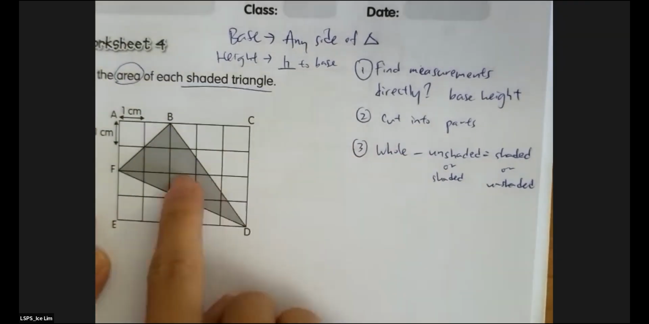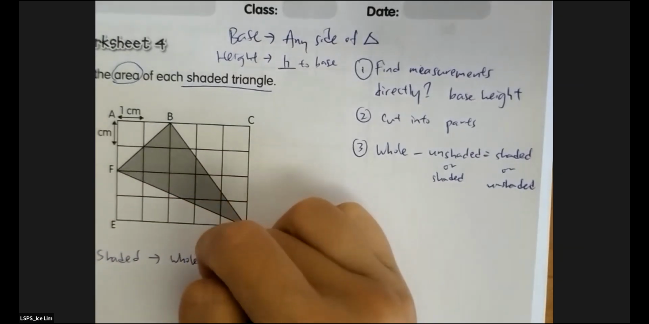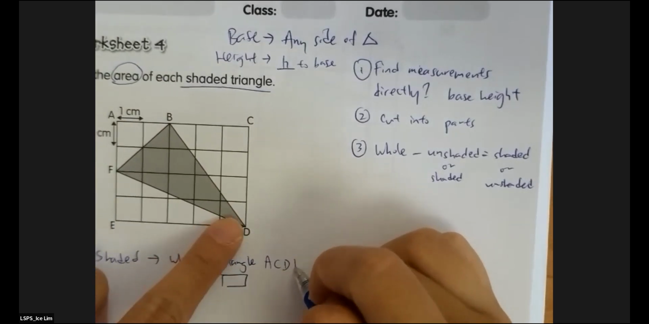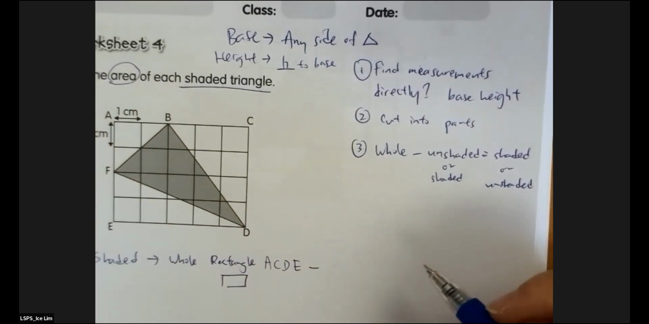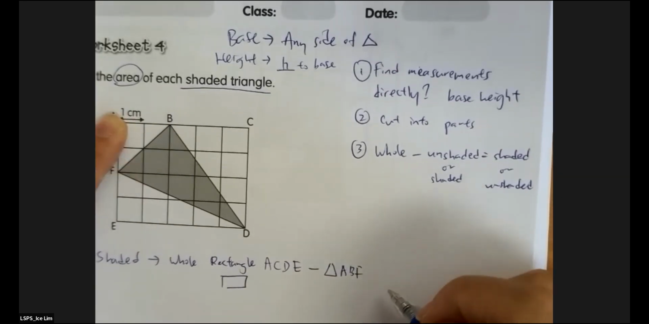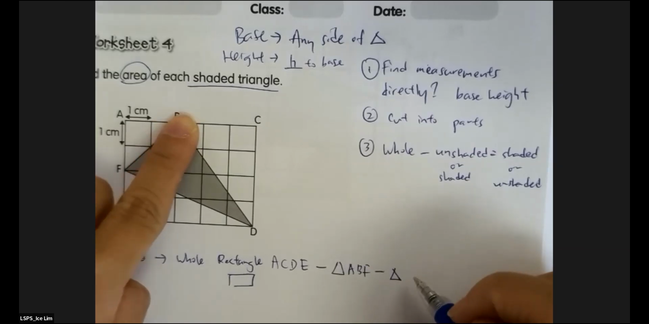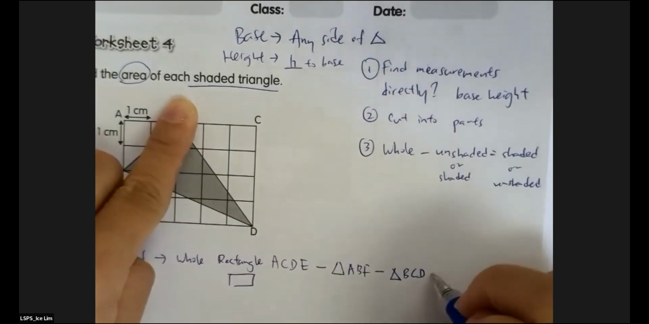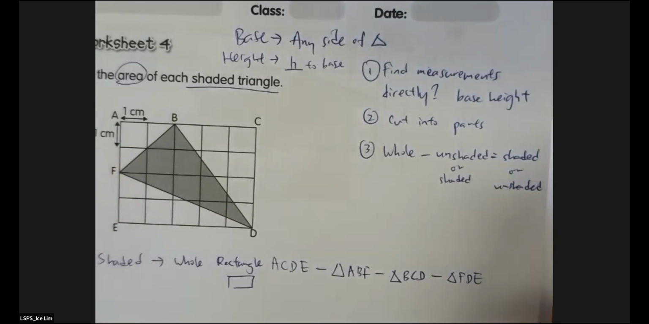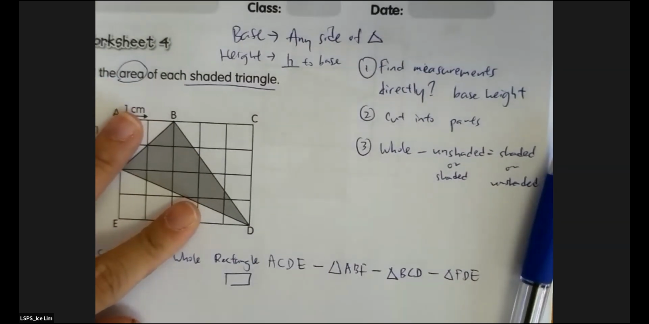The whole minus the shaded. In other words, to find the shaded triangle, I need to use the whole rectangle ACDE, minus the white parts. What are the white parts? The white parts is triangle ABF. As I write, I use my finger to trace the shape. I also must minus this triangle BCD. I also must minus the triangle FDE. That means the whole ACDE minus all this to get the shaded.